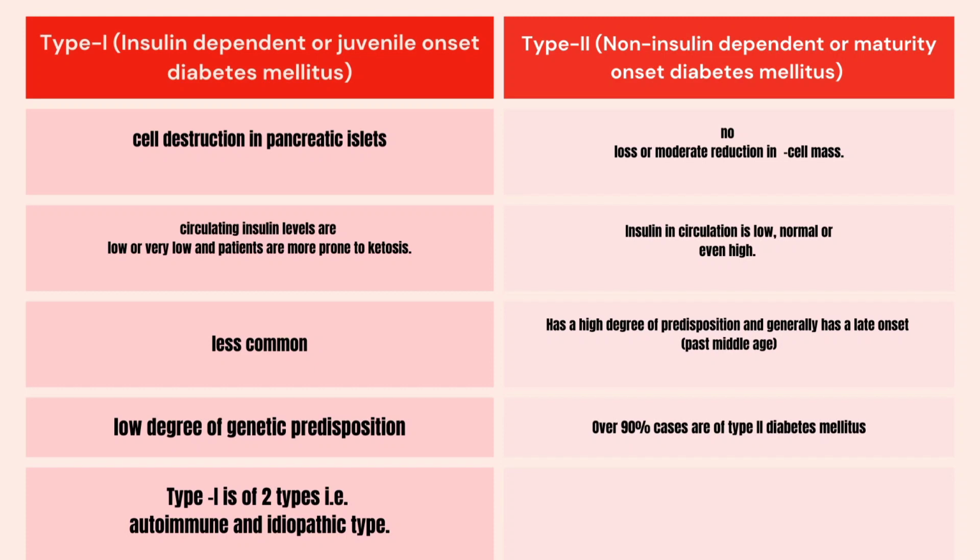In type 2, there is no loss or moderate reduction in beta cell mass. Insulin in circulation is low, normal, or even high. This type has a high degree of predisposition and generally has a late onset. And over 90% of cases are of type 2 diabetes mellitus.